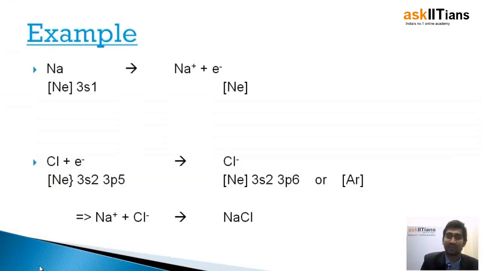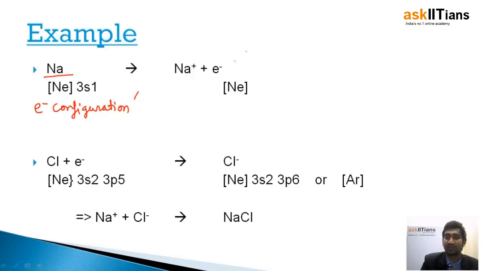Here you see the formation of an ionic bond, how it gets formed. Na, the sodium atom, has the electronic configuration [Ne]3s1. The last electron enters the s orbital. Now we'll see how it forms an ionic bond. In the case of an ionic bond, electrons from one atom are lost and gained by another atom.